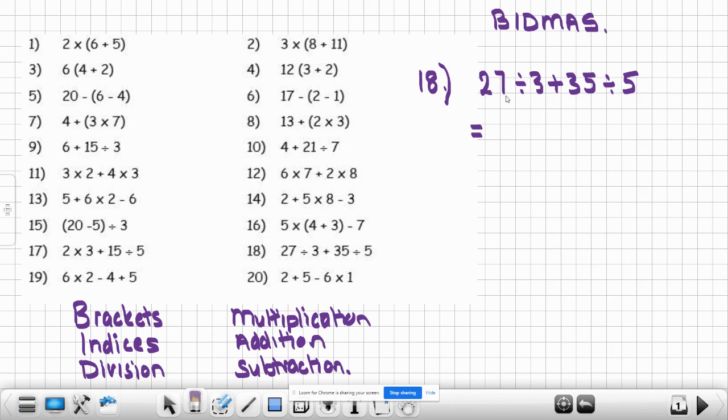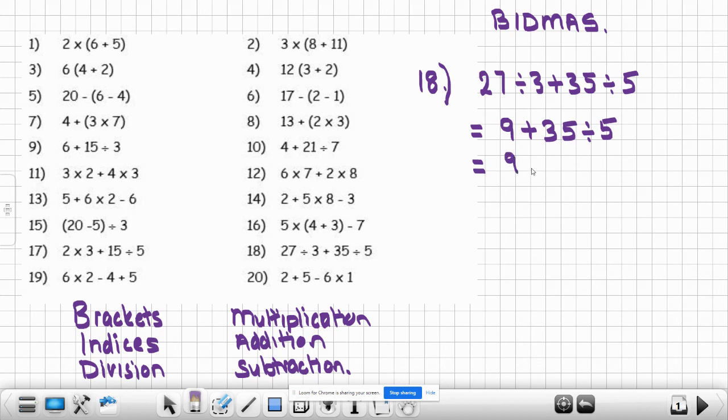So first off, I'm going to do it one at a time. I'm going to say 27 divided by 3, and 27 divided by 3 is 9. 3 can go into 27 9 times. And then I'm left with plus 35 divided by 5. Okay, so I've done that sum and replaced it with the answer. Now let's do our next division.